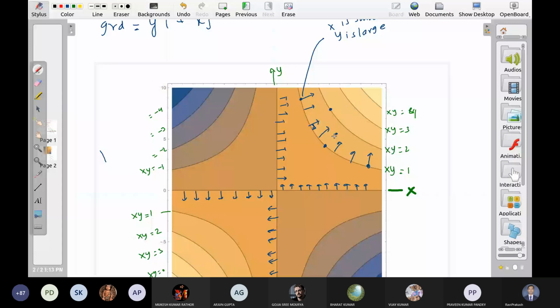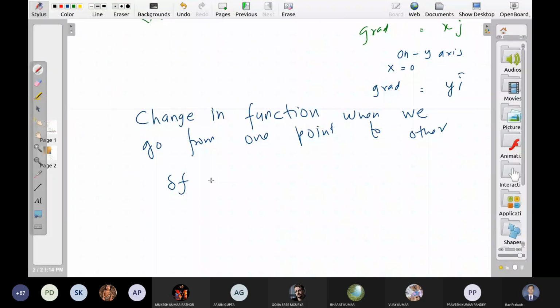So let us count, if we move a distance dr, how much is the change in the function? If we travel a small distance, how much change will come in the function? The change is delta f. How much is it? This much, right? Just guys give me 1 minute.